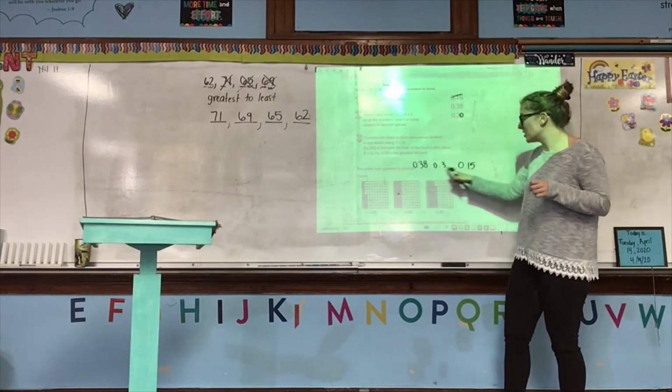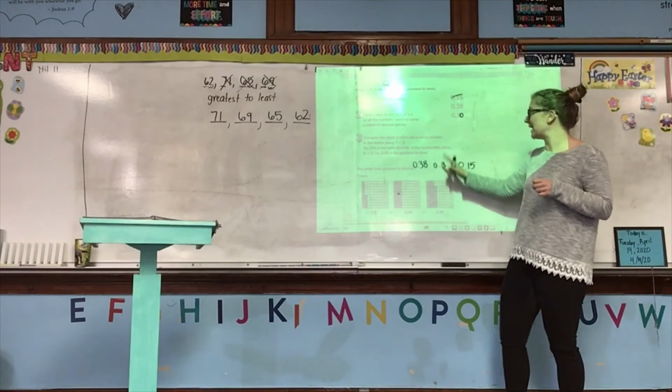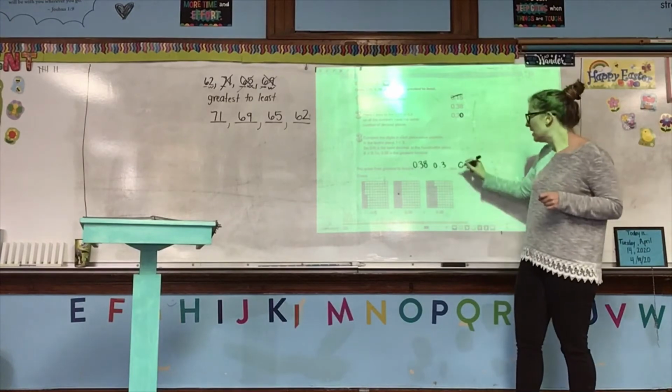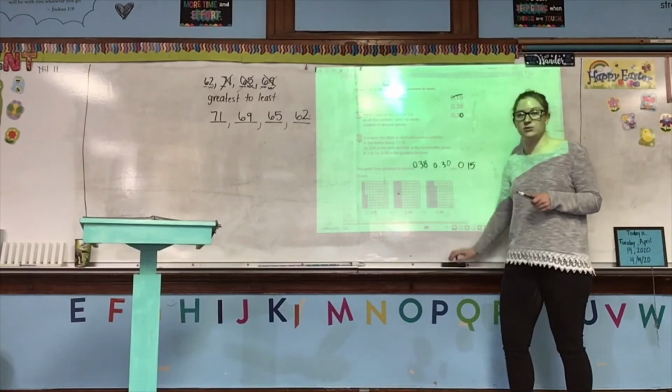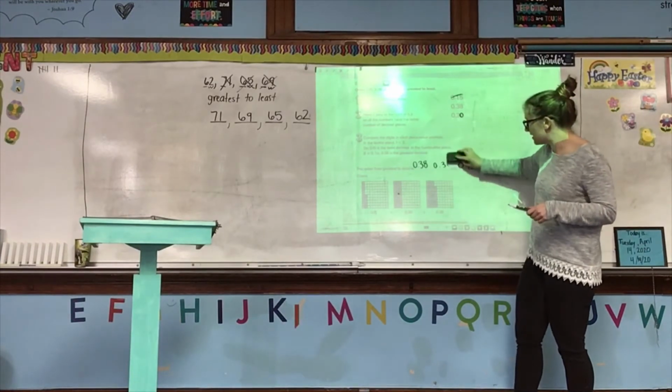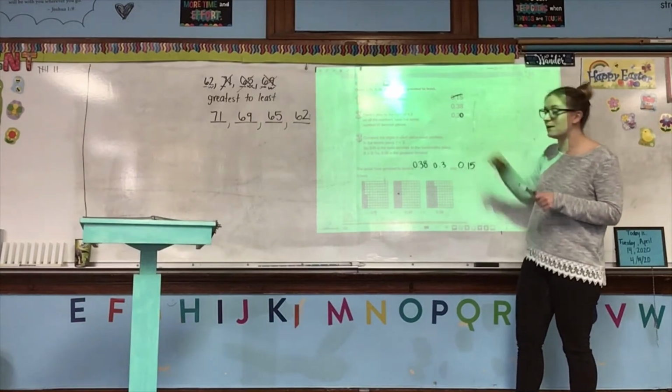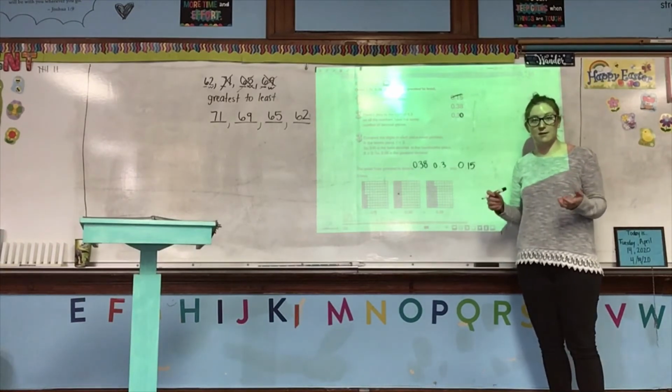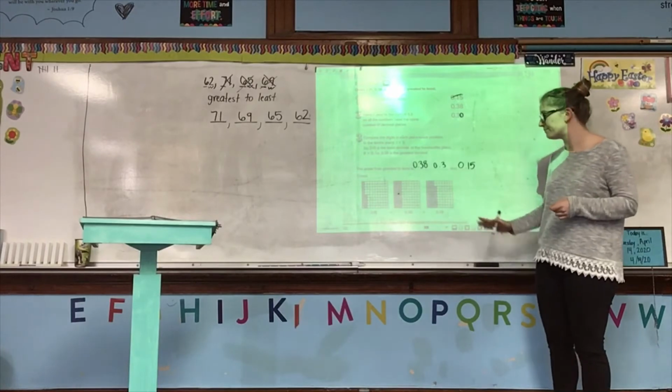Remember, when you're actually putting the answers down, you write it the exact same way they gave you up here. So I'm not going to write 30 hundredths here because that's not the number they gave me. I only put that 0 to help me compare them so that they had the same number of digits.